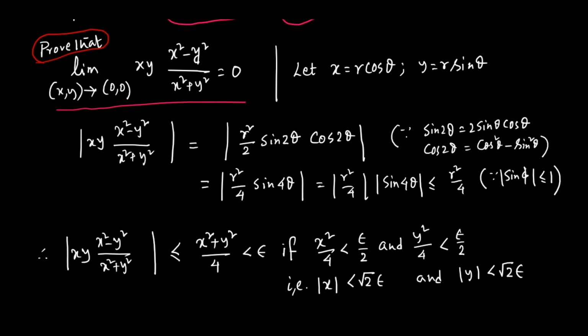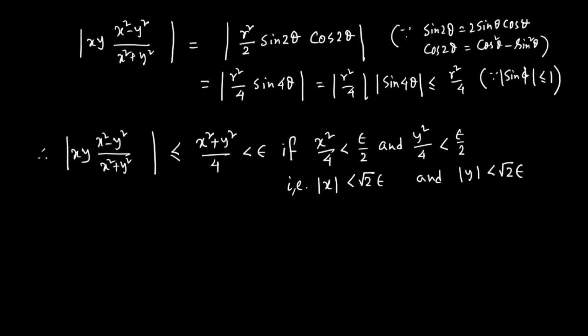Fine. Let delta I am choosing as equal to root 2 epsilon. If I choose this as my delta, then let us see what we can write. If we choose in this way, then we can write firstly this part.